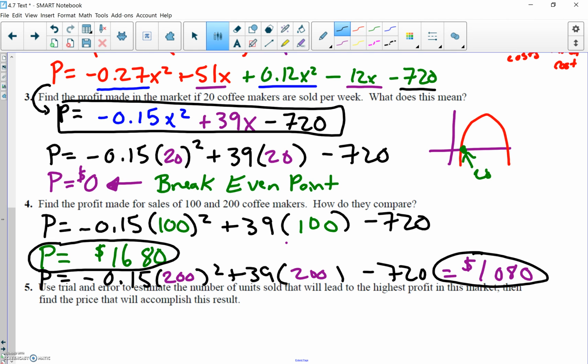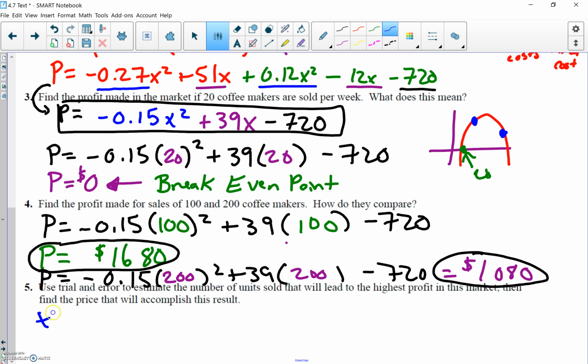We're making less money. And that goes back to the shape of our relationship, that our profit equation has an x squared in it. So that has that upward or upside down U shape. So that means for the 100, maybe I'm right there, right? I'm making a good profit. But then for 200, I've gone past my maximal or ideal profit point. And now I'm making so many items that my costs are eating up my profits. So that's why it worked out that way.